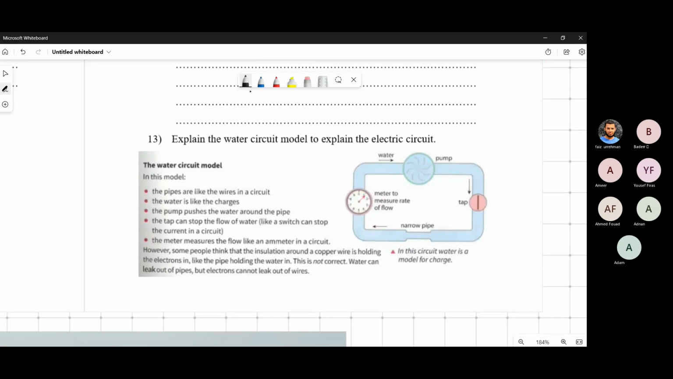Let's have a look here. Okay, the pipes are like the wires in a circuit. The water is like the charges. Now you have this pump. What will the pump do? It has some blades. What will they do? They will push the water here.